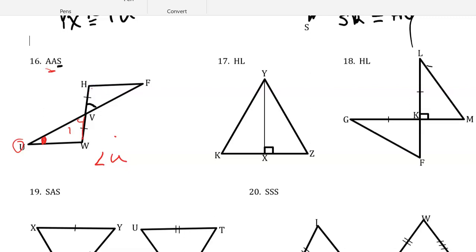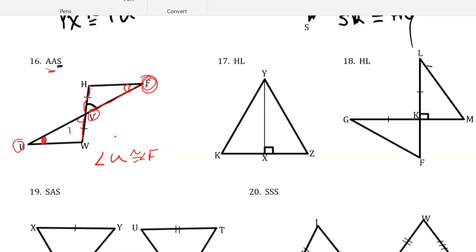But if we use this angle, now we would go from this angle to this angle to this side, so that we have angle, angle, side. So we would need angle U to be congruent to the angle that we would have had over here, which would have been angle F.